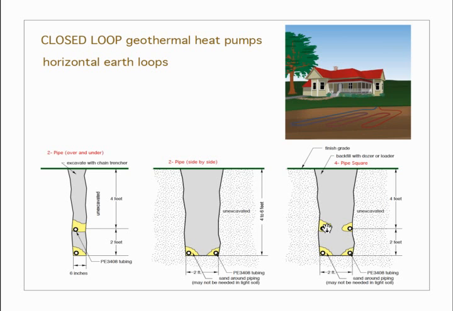You see that yellow material around the pipe? That is only if there are very sharp rocks in the excavation. If it's a reasonable soil without a lot of sharp or very large rocks, the same soil can go right back around the pipe. It doesn't have to have any specific fill around the pipe.